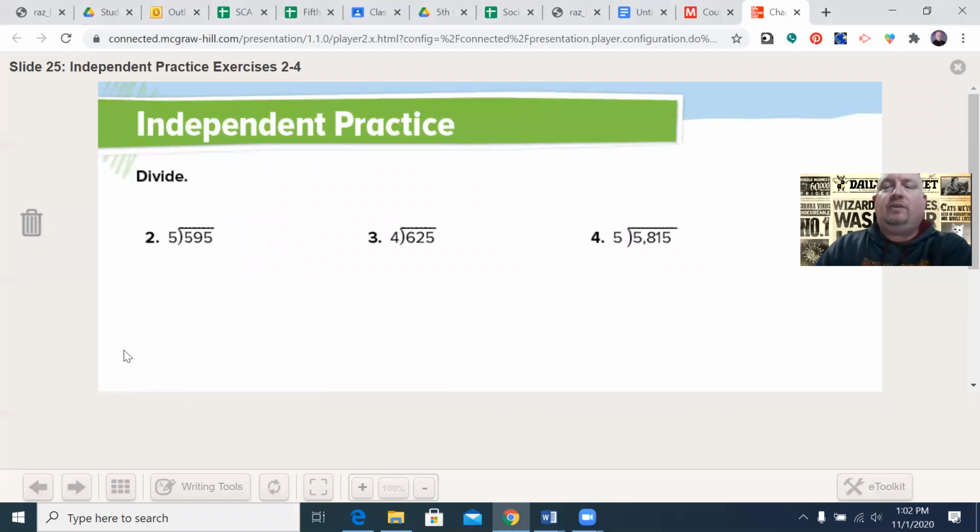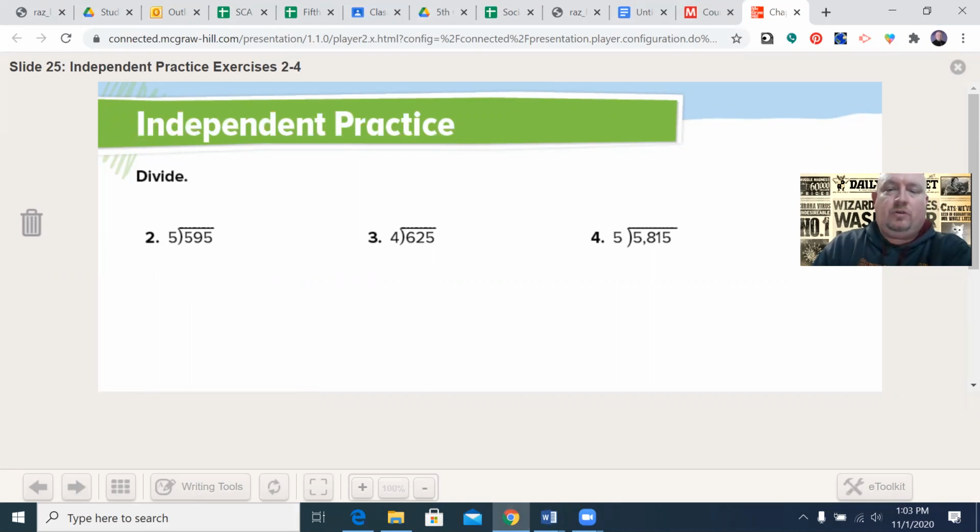All right, so let's go ahead and do some independent practice. And apologize for the phone in the background. The week before the election, it doesn't stop ringing. We're going to do some independent practice. I want you to do number 2, and then we'll model your answer. So go ahead and pause it, do it, and come back.